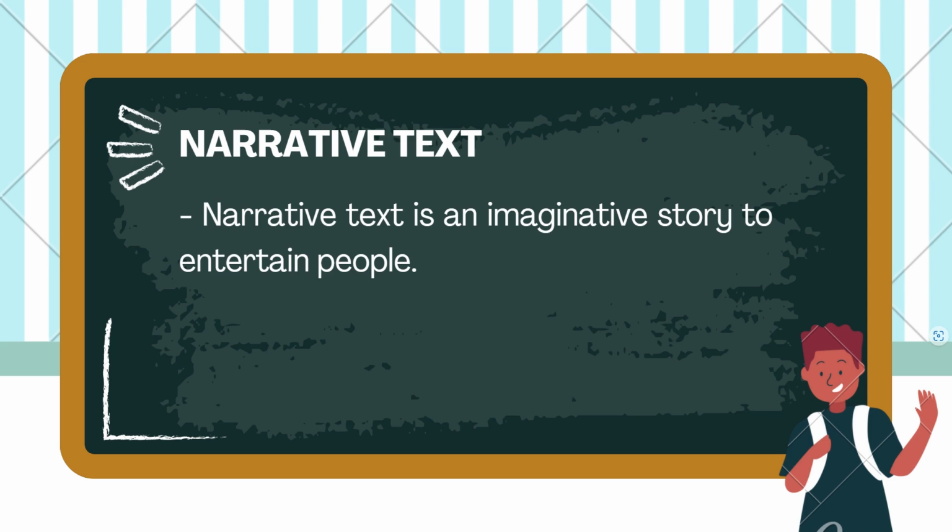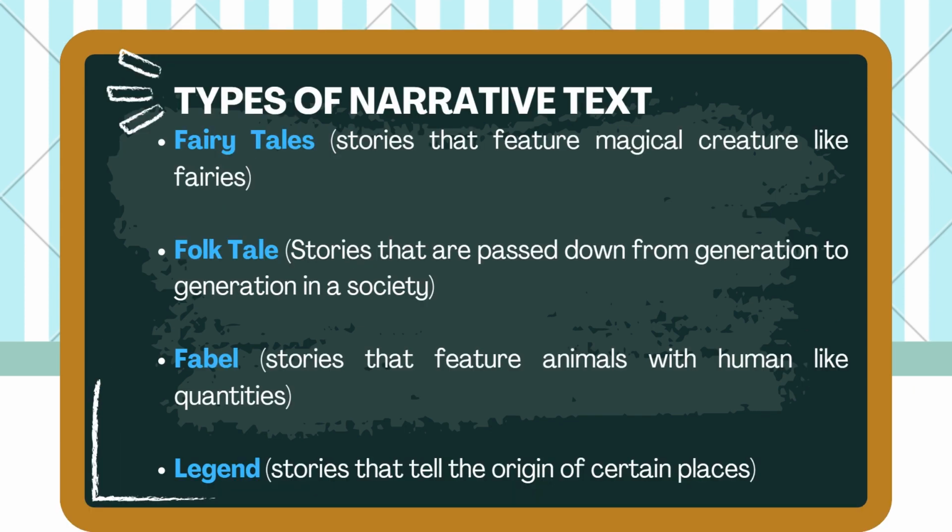Narrative text is an imaginative story to entertain people. So basically, narrative text is fictional. It is not real. The purpose of narrative text is to entertain the reader, or people who read the text. There are some types of narrative text.